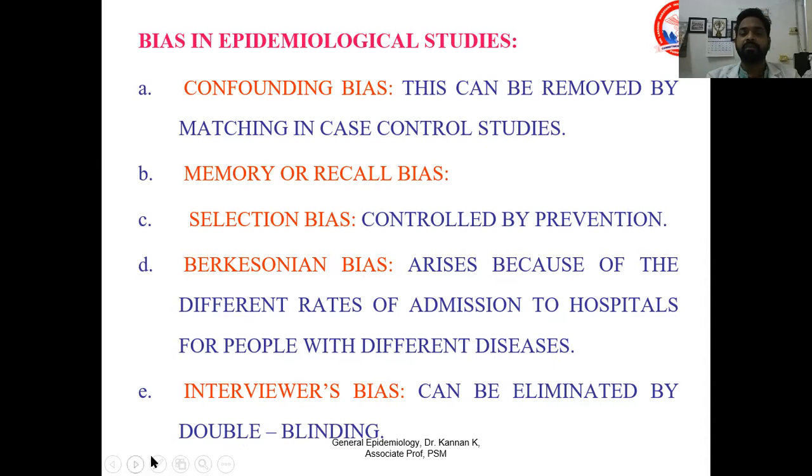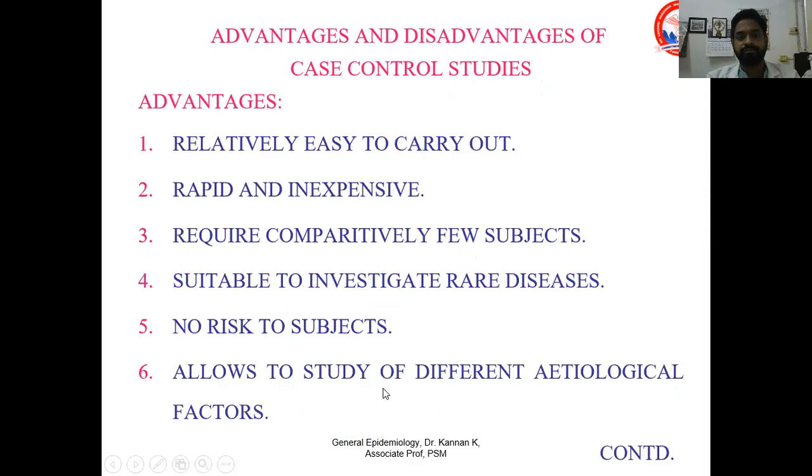Interviewer bias can be eliminated by double blinding. How do we do blinding? We'll see it in an RCT. What is double blinding? Both the interviewers as well as the patients will not be aware of who are the cases or who are the controls. That is nothing but double blinding. And interviewer bias can be reduced by using standard protocols.